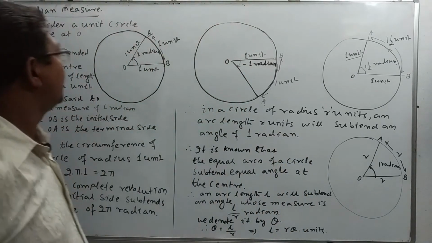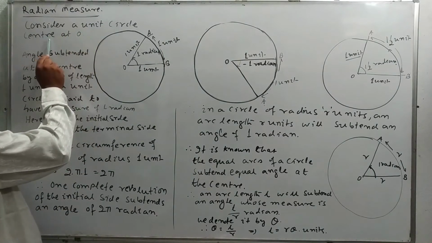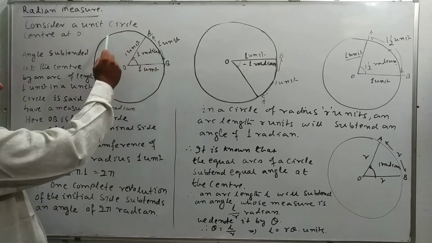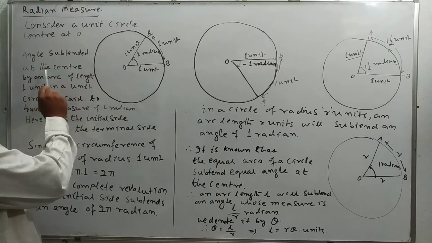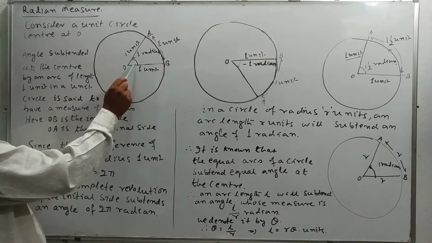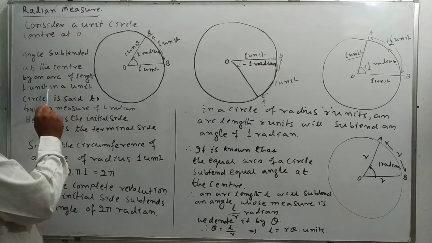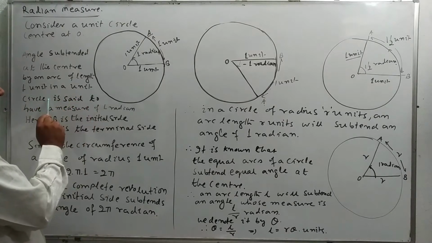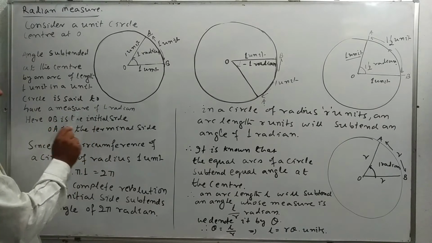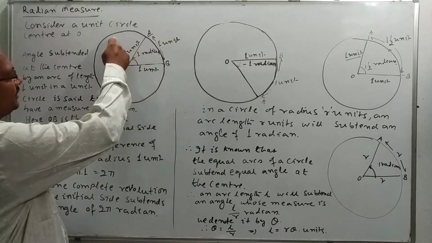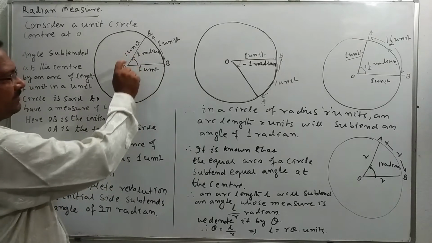Now, radian measure. Consider a unit circle centered at O. The angle subtended at the center by an arc of length 1 unit in a unit circle is said to have a measure of 1 radian. You see, this is a circle centered at O with radius 1 unit that we have taken.